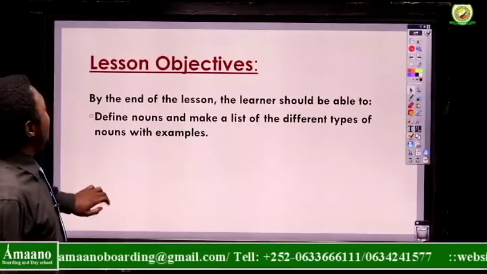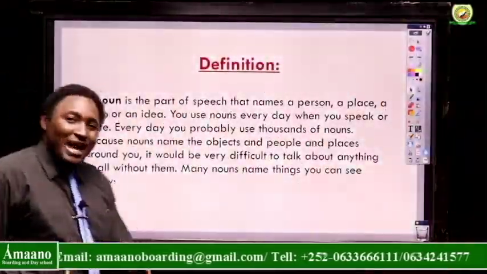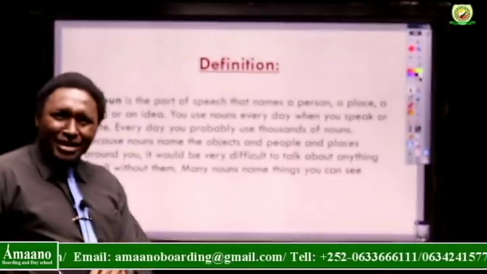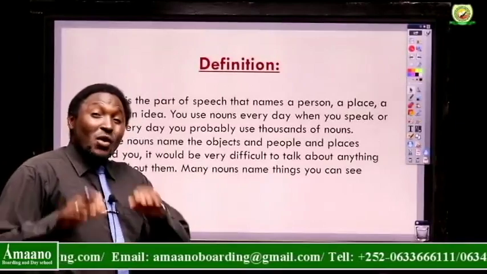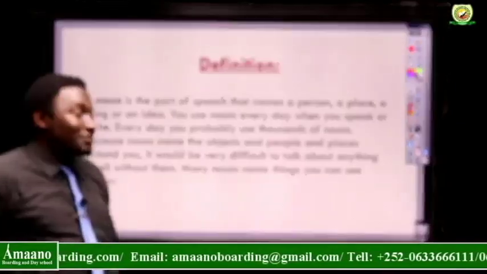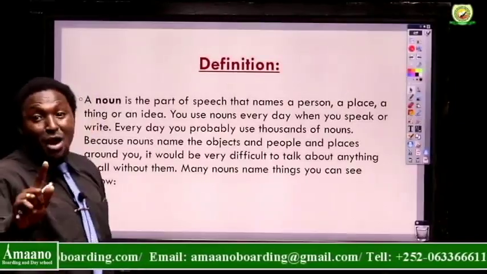Now, by the end of this lesson, you should be able to know all the types of nouns. There are 7 types of nouns, and you should be able to know them and give examples. Write examples of all the 7 types of nouns. So definition. What is a noun first?